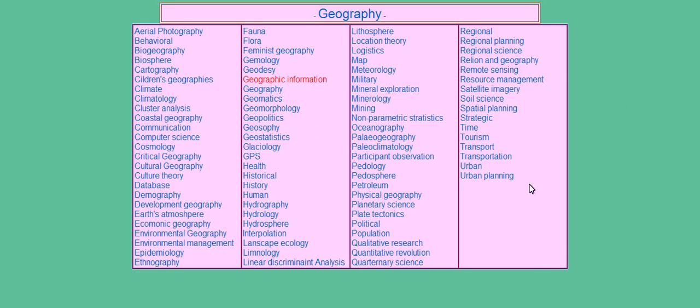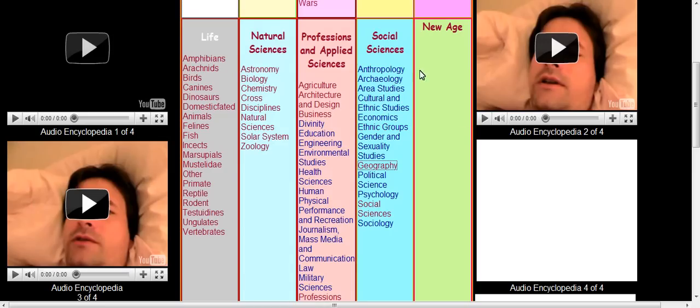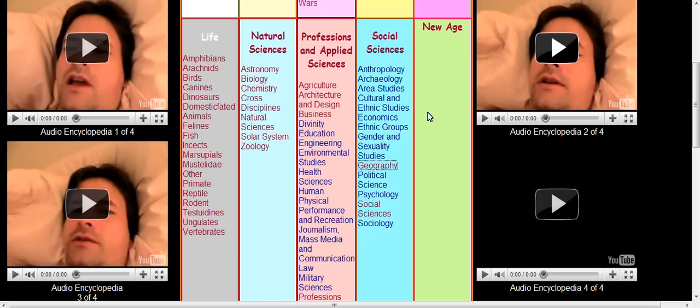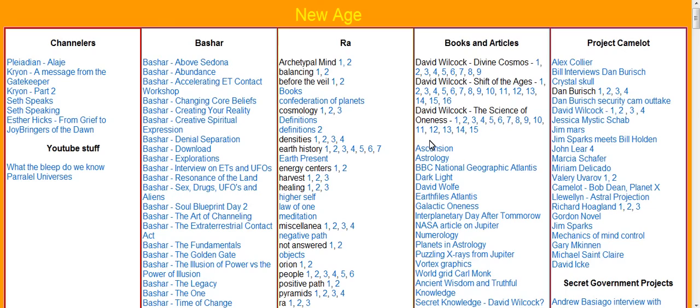No, this is just geography. There's lots of different kinds of geography. You can barely fit geography in one page. For some reason, I don't have countries mixed in here. But, and then New Age, too. I think I already did the tour of that.